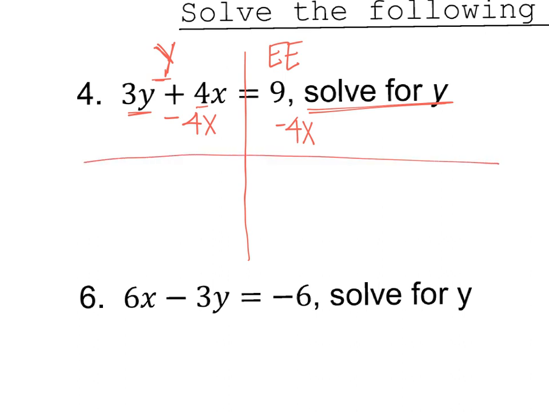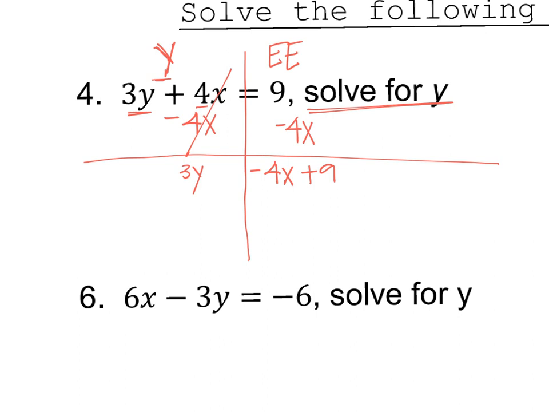So over here, this goes away, and I'm left with the 3y equals. Well, on this side, it doesn't matter which order. You could do 9 minus 4x, or you could do negative 4x plus 9. Either way works, as long as you do not combine them. You can't add 9 plus negative 4. That's not going to happen. They don't have the same last name. So now I've got all the y's on one side and everything that's not a y on the other.